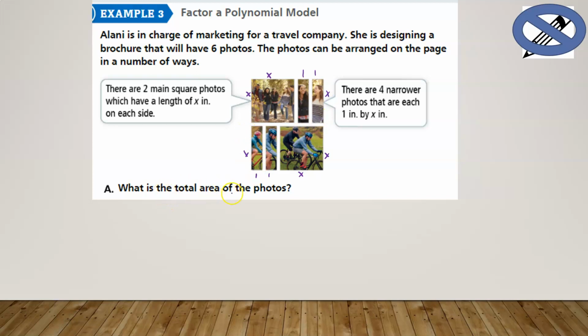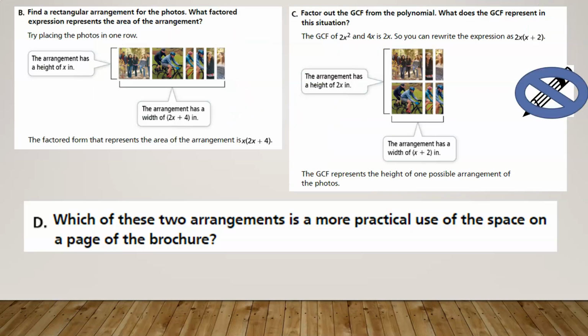So it wants to know the total area of the photos. Well, if this photo is x by x, that means this photo is x squared. This is 1x, 1x, 1x, 1x, and x squared. So if I was just adding up like terms here, the area is 2x squared, and then there's plus 4x's. Okay, so that's a visual just to get us understanding what we're talking about, but we're going to use that to look at this next thing.